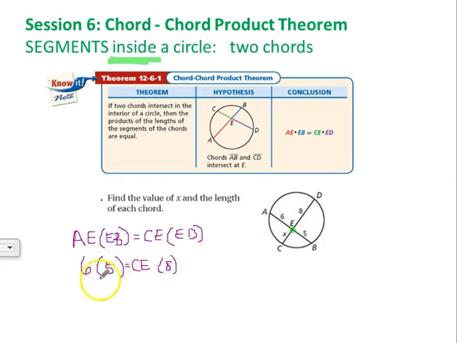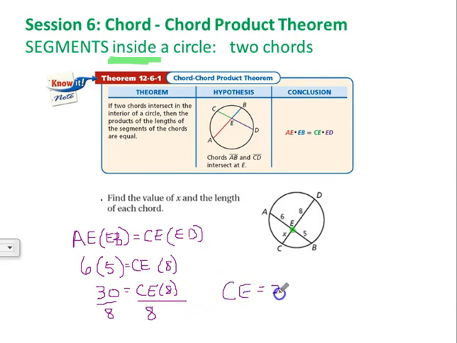All right, so let's simplify. 6 times 5 is 30, and then we've got 8 times CE, or CE times 8. It doesn't matter which way you look at that. It's just important that we know they're multiplied. Those two terms are being multiplied, so when we go to solve for E, we know that we're dividing each side by 8. So what do we get then?